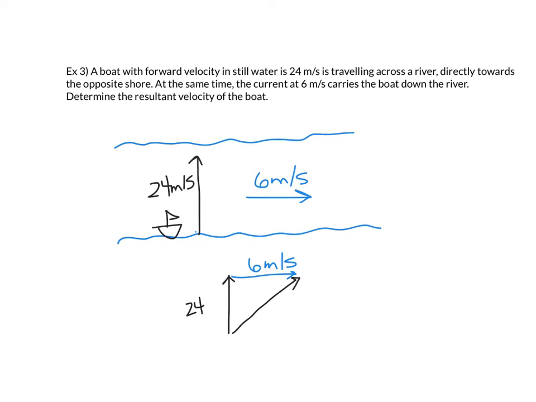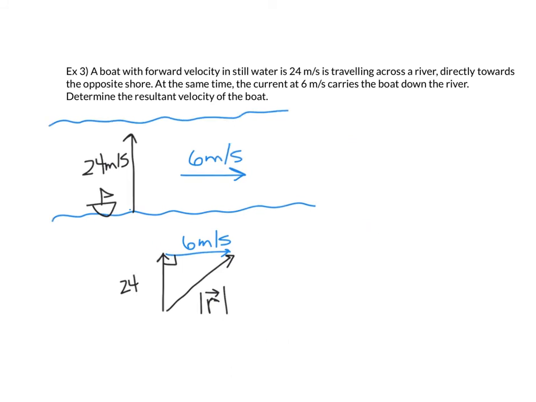My resultant is going to go like this, and I'm going to label this as the magnitude of R, or my resultant. And what you're going to notice is that since my boat is traveling directly across a river, and the current is flowing at a 90-degree angle, I do have this 90 here as well. So because I have a right angle, I am able to use the Pythagorean theorem to find my resultant vector. So the magnitude of R squared is going to be equal to 24 squared plus 6 squared.